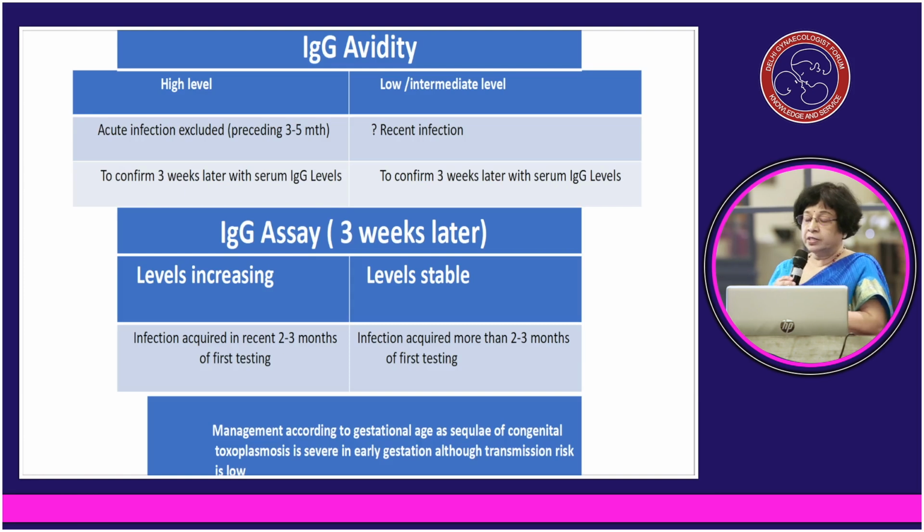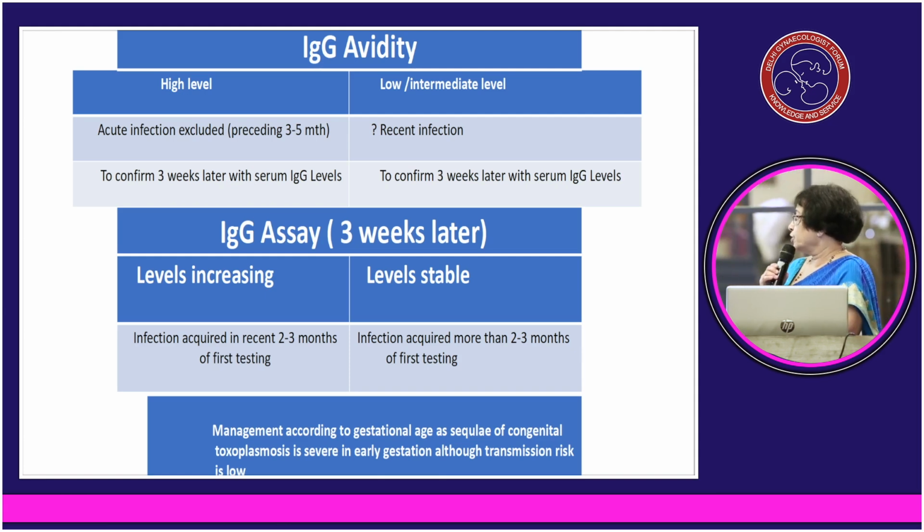So for IgG avidity, high levels mean immunity is there; the acute infection was before 3 to 5 months. But low or intermediate levels have a question mark of recent infection. We always have to confirm by the rising levels of IgG antibodies, not the avidity again. So we do IgG antibodies again, and if the levels are increasing, then infection has been acquired in the recent 2 to 3 months of the first testing. And if the levels are stable, infection was acquired before 2 to 3 months.